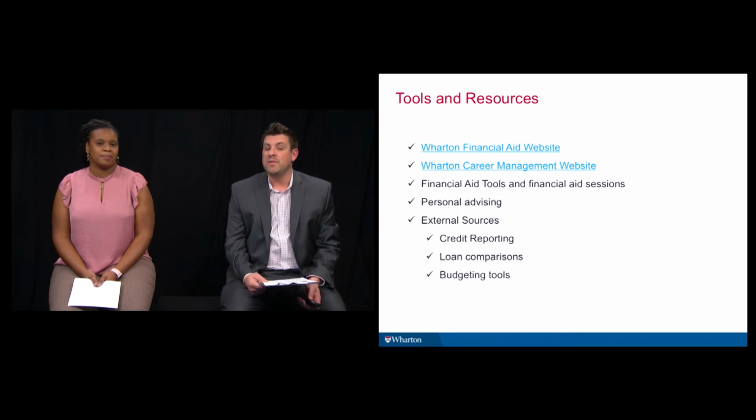Finally, review the external sources out there. This goes into a couple points that Lakeisha mentioned. Look at your credit score. View your credit report if you're a domestic student. If international, look at how other vendors, such as Prodigy, will view your credit situation to see where you would stand. Also look at loan comparisons that are available publicly.